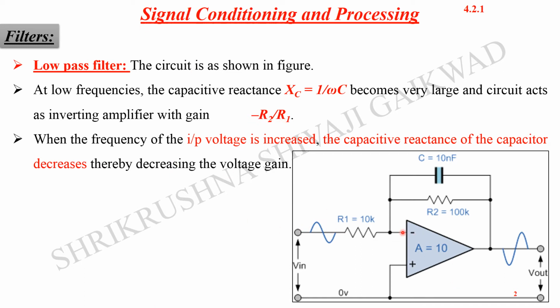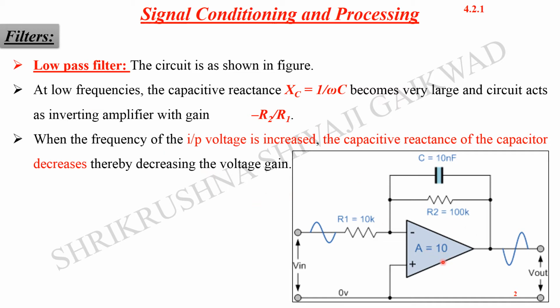So why minus R2 by R1 as the gain? Because the input is provided to the inverting terminal of the operational amplifier. So we know that the gain of the inverting amplifier is minus R2 by R1. Here the capacitive reactance is given by 1 over omega C. C is fixed, but as the frequency increases, this reactance becomes very low for larger frequencies, and at lower frequencies it becomes very large, so it acts as the inverting amplifier, and the gain provided here is 10.